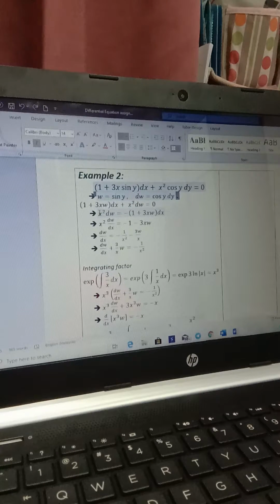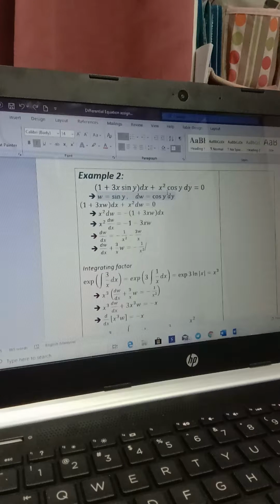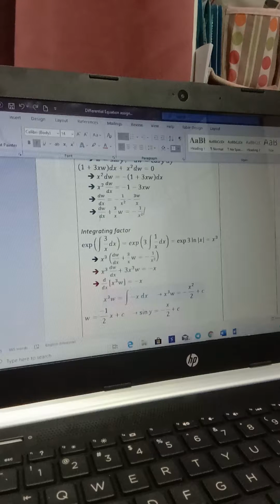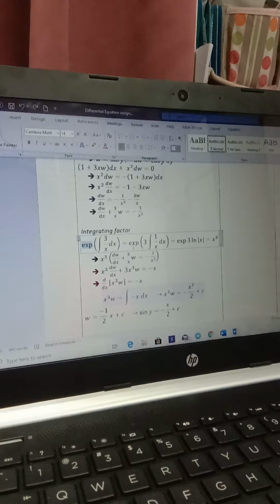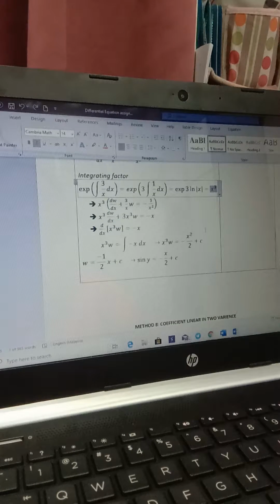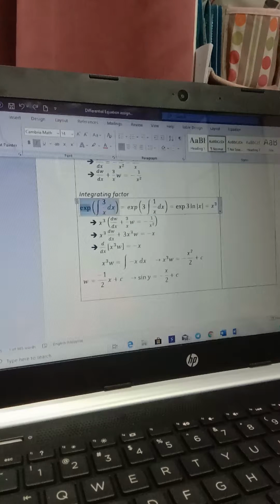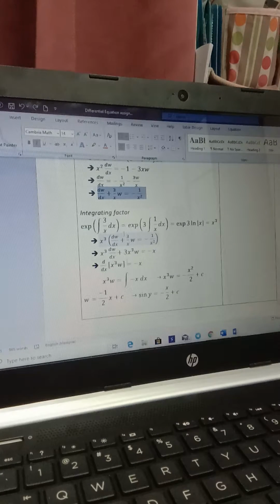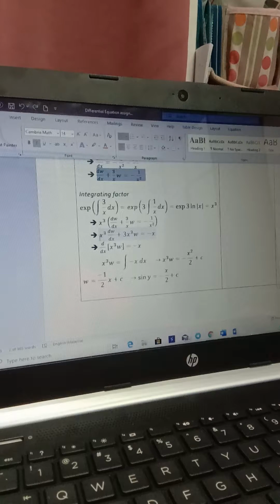For this one, I want to use an integrating factor. First, after we get this, we use the integrating factor, which we need to exponentiate. After we exponentiate and integrate the exponential, we will get x to the power of 3. As we know for the integrating factor, the output we need to multiply to the equation again. So I multiply x cubed to this function and I get this one.